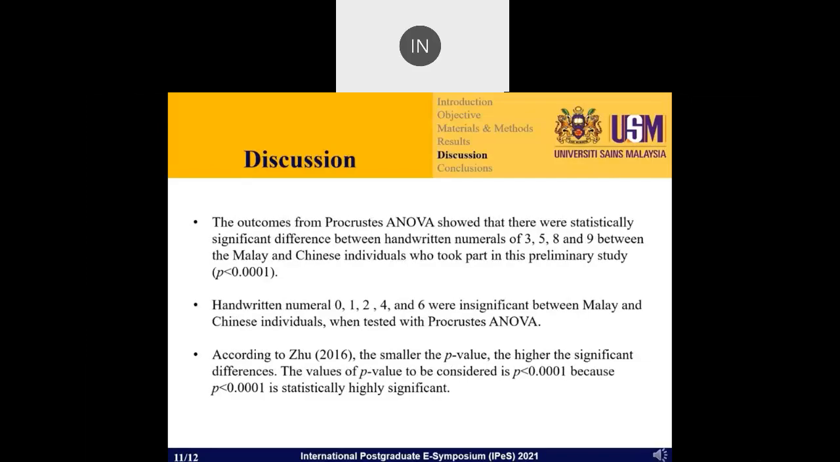The outcome from the Procrustes ANOVA shows that there were statistically significant differences between handwritten numerals of 3, 5, 8, and 9 between the Malay and Chinese individuals who took part in this preliminary study. However, numeral characters 0, 1, 2, 4, and 6 were insignificant between Malay and Chinese individuals when tested with the Procrustes ANOVA. According to Zou 2016, the smaller the p-value, the higher the significant difference. That's the main reason why the p-value considered in this study is p less than 0.001, just because p less than 0.001 is statistically highly significant.